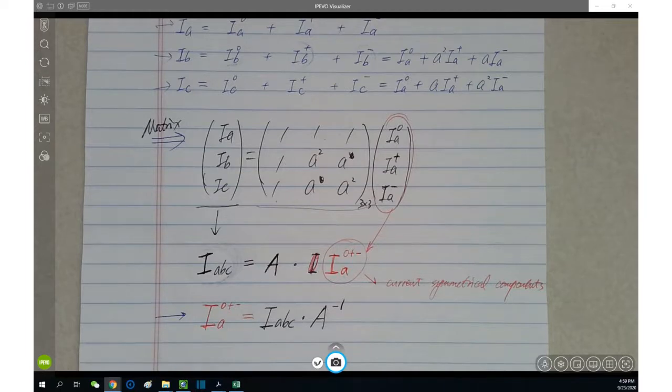Any questions? Take a look to see if there are any questions. So, back and forth, two equations, two formulas, let's say. Any questions?